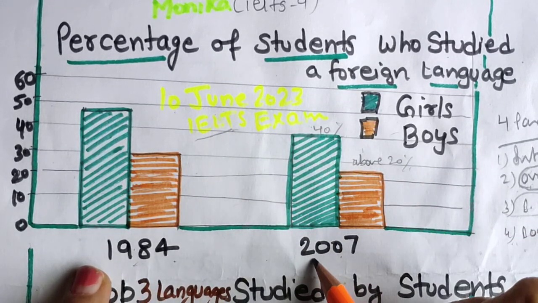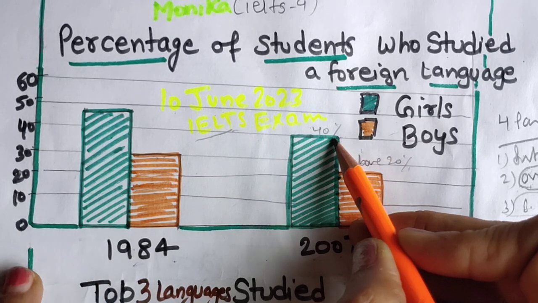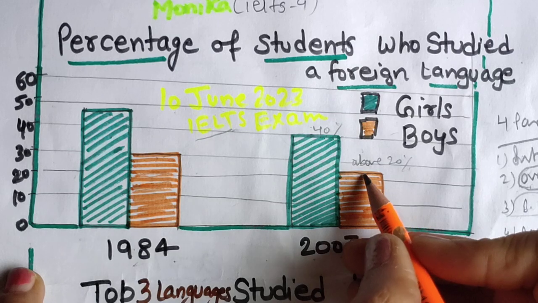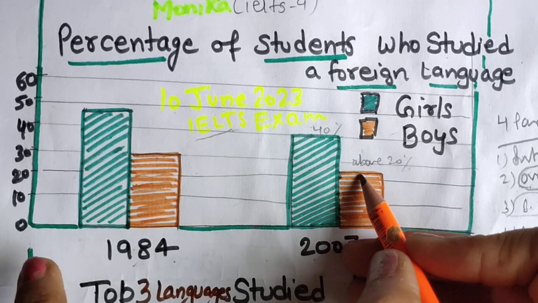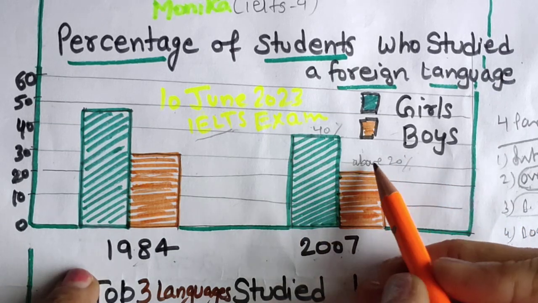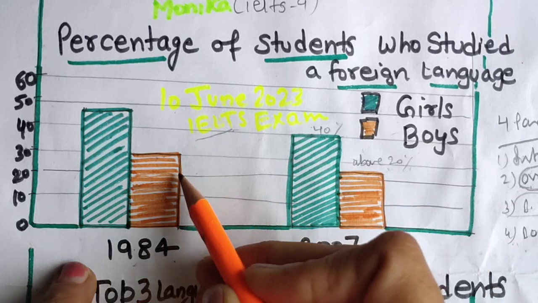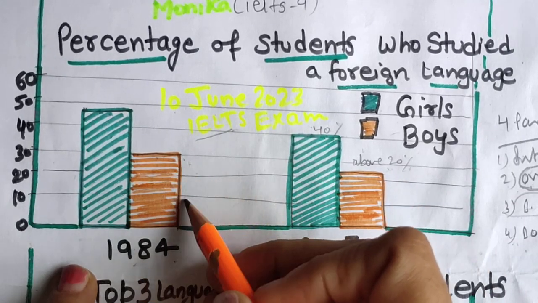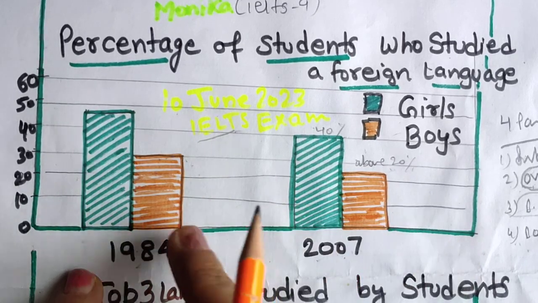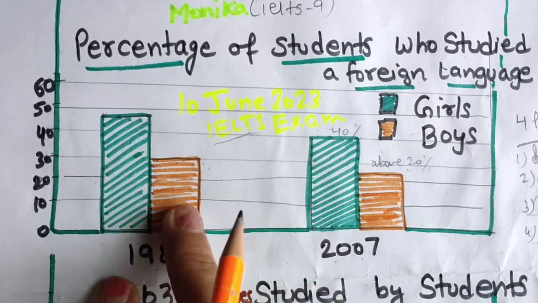So as compared to that, in 2007, girls had studied 40%, exactly 40%, and the percentage among boys had also dropped, and it was just above 20% as compared to 30% in 1984. So I have just shown how you can compare the things. You should learn how to compare the things and how to explain the things.